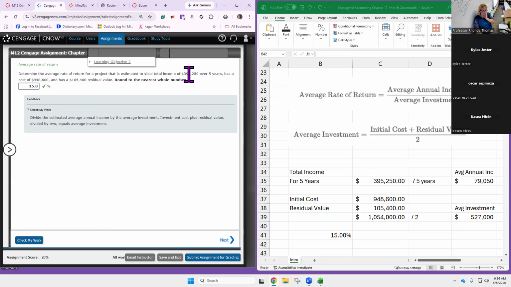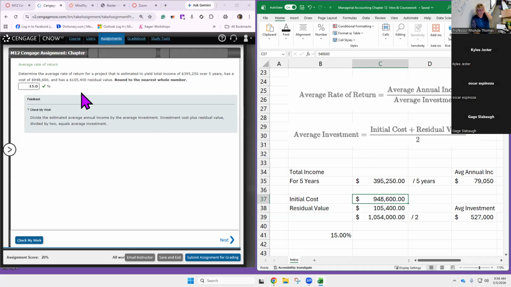This is the total income over the 5 years. But it could have also been interpreted as that is the income of each of those years. But anyway, you take that whole number divided by the number of years to get the average annual income. Then you take the initial cost of the project plus the residual value and divide by 2. Once again, this is the numerator and the denominator, and this is called your average rate of return. Okay, average rate of return.